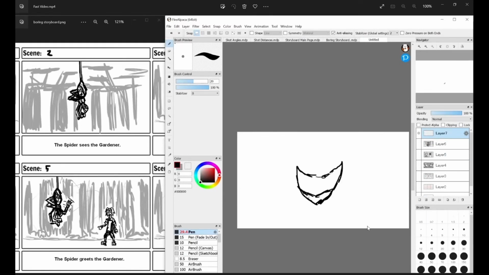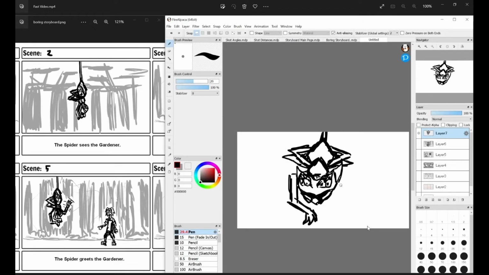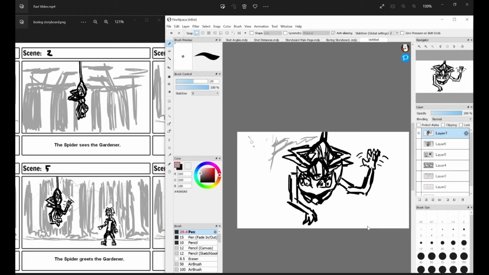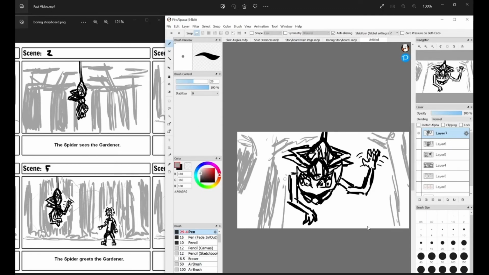And then next is the spider greeting the gardener, and this is from a high-angle shot, so the camera is looking up at the spider, and it makes it look more intimidating. The previous one was also a low-angle shot, so it's looking down at the gardener to convey how scared he was, looking back at whatever was behind him.